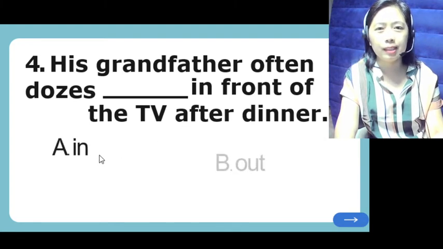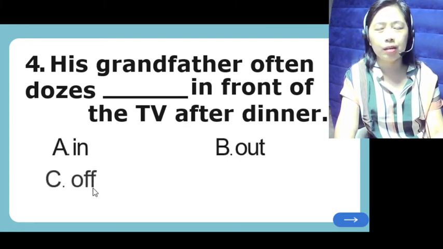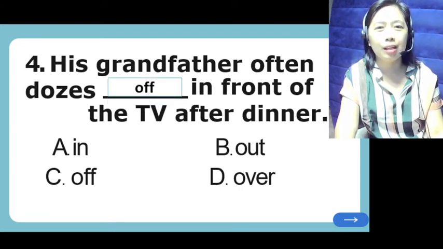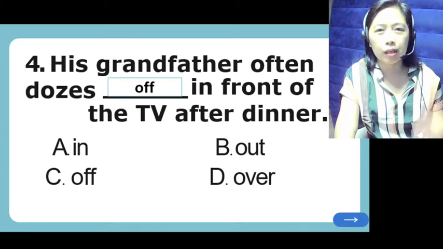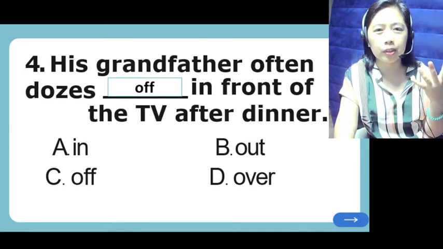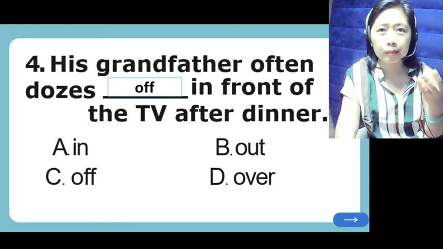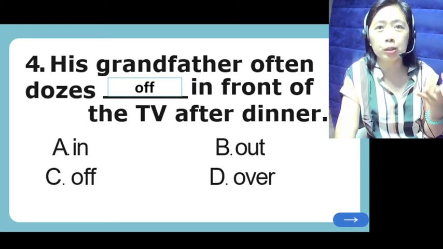Okay, choices: in, out, off, over. Okay, the correct answer we have. Do you also have the same answer as yes, I have? Okay, doze off. So doze off is a phrasal verb, or it is an expression. It means to fall asleep, especially for a short period of time.